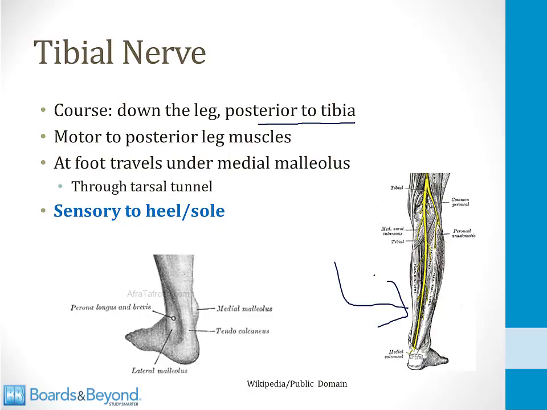And if you know that this is the course of the nerve, it's very easy to remember that it innervates muscles in the posterior leg. We'll talk about what those muscles are in the next slide. Now when it gets down to the foot, it travels under the medial malleolus, which is this bump on the inside of your foot, and then it travels through a structure called the tarsal tunnel and supplies sensory innervation to the heel and the sole.